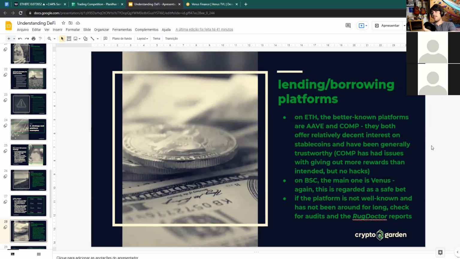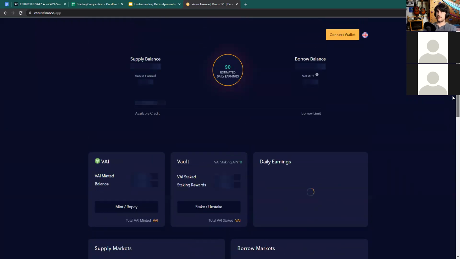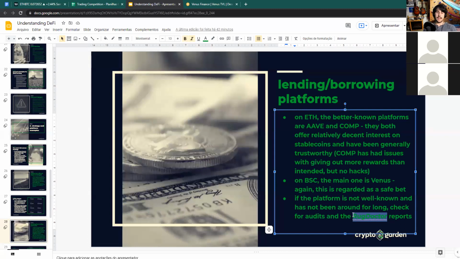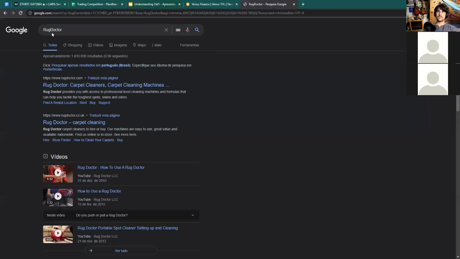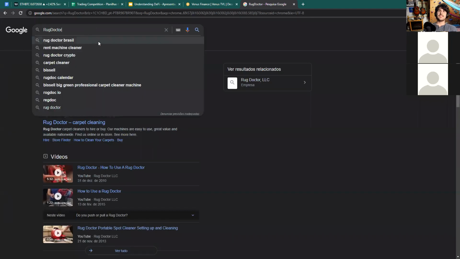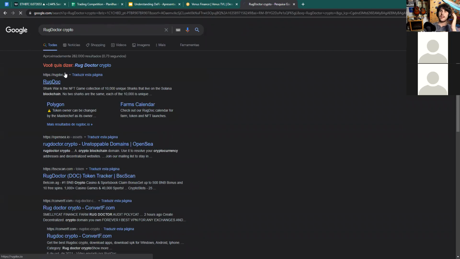So if the platform is not well known and it has not been around for long, and the total value locked, which you can generally see in those platforms, I don't know where it is right here, but you can search on the internet, the total value locked on it is low, and the platform is recent, and it has no audits. One of the resources that you can check is this guy called Rug Doctor. So it just checks for the rug pulls. Let me see. Yeah, for some reason it's looking at carpet cleaners. Let's check Rug Doctor.